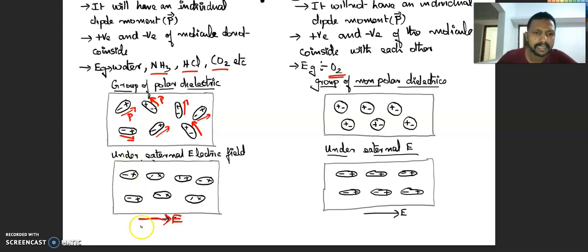Under an external electric field, the individual molecules will align according to the electric field. As a result of that, each individual molecule will have a dipole moment and they are in the same direction. Therefore, the net dipole moment is not 0. Therefore, the total dipole moment is not 0. In the earlier case, the total dipole moment was 0. Clear?